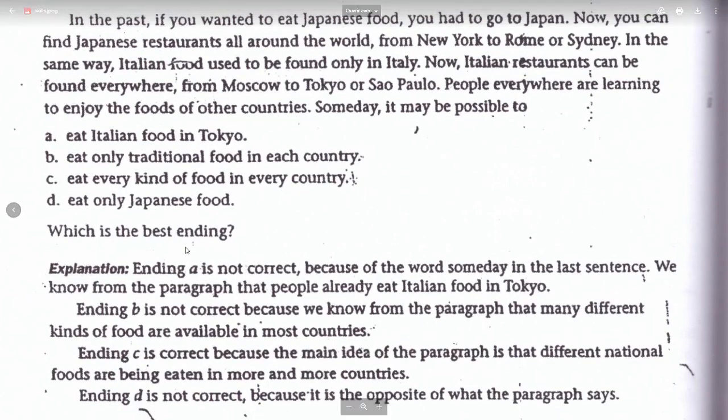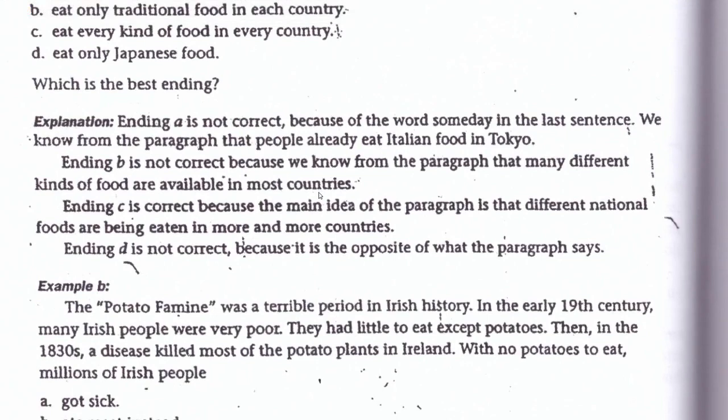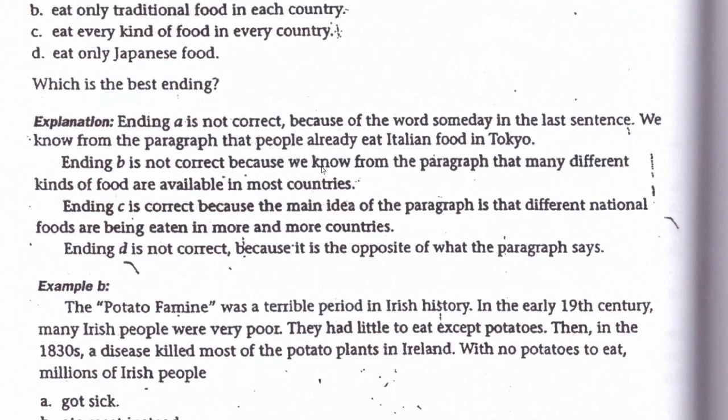Explanation. Ending A is not correct because of the word someday in the last sentence. We know from the paragraph that people already eat Italian food in Tokyo. Ending B is not correct because we know from the paragraph that many different kinds of food are available in most countries. Ending C is correct because the main idea of the paragraph is that different national foods are being eaten in more and more countries. Ending D is not correct because it is the opposite of what the paragraph says. Do you understand the idea? Yes. All of you.